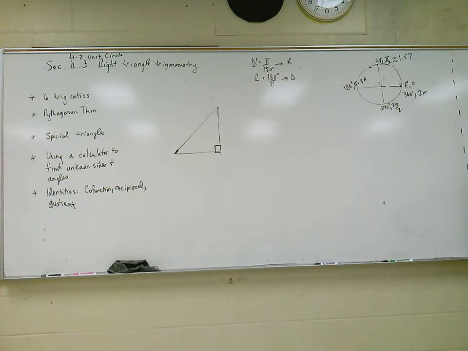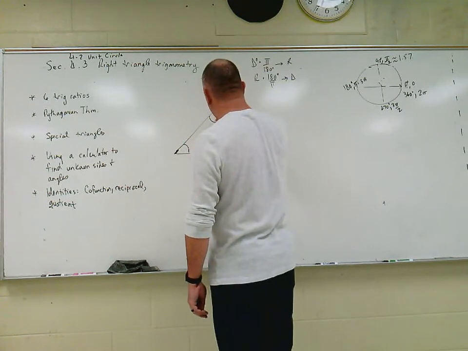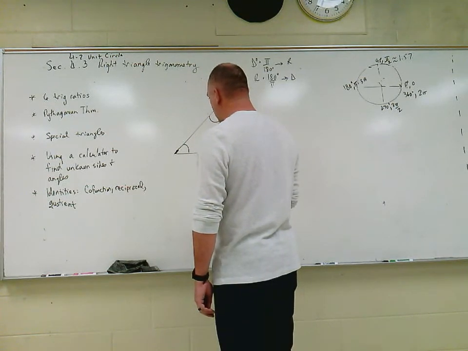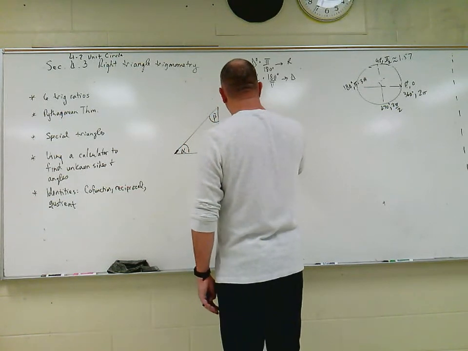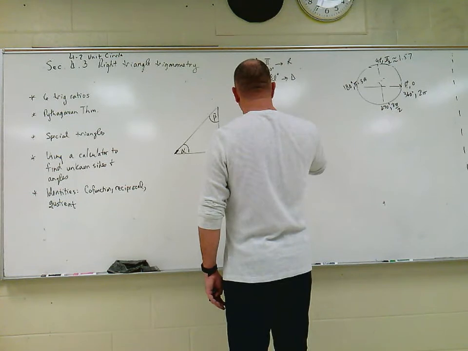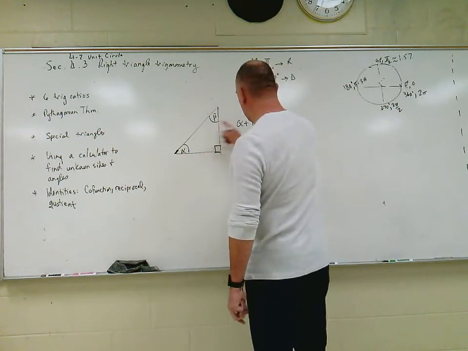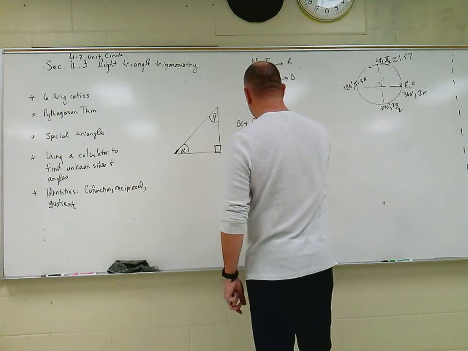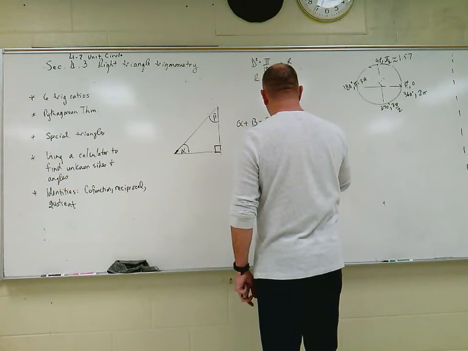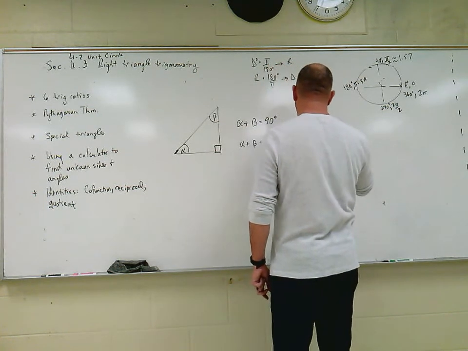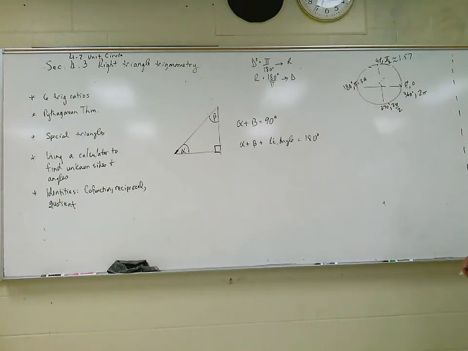That's exactly right. So if this is 90, then this angle and this angle here have to add up to 90. So if I wanted to use alpha and beta, alpha plus beta must equal 90, because alpha plus beta plus the right angle must equal 180. The sum of the interior angles of a right triangle, or any triangle, is 180 degrees.